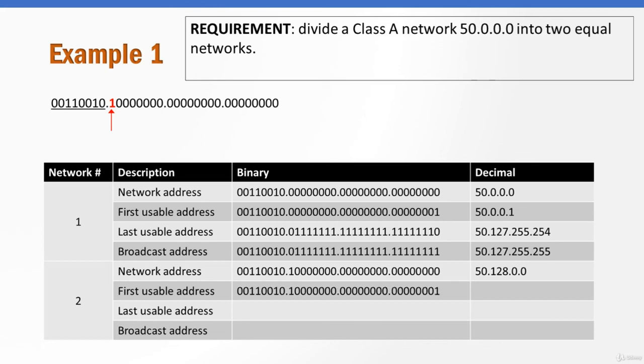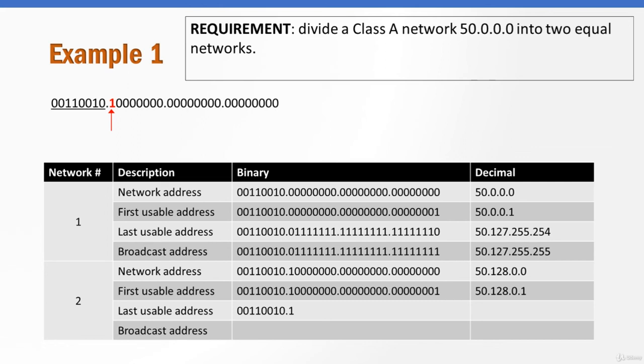To determine our first usable address, we're going to copy the network portion, and then we're going to use all zeros, but for the last bit we're going to use 1. And in decimal numbers, that's 50.128.0.1.